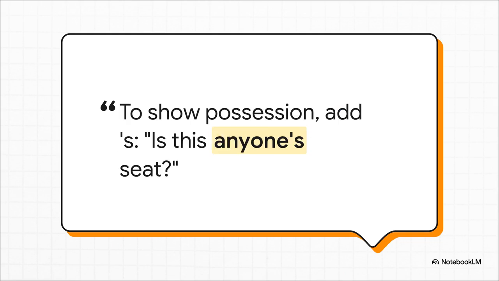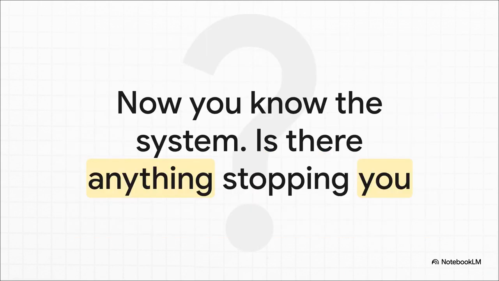And our final tip is the easiest one of all. If you want to show that something belongs to one of these indefinite people, you just add an apostrophe S. That's it, just like you would with a regular name. So you can ask, is this anyone's seat? Or say, it must be somebody's lucky day. Simple as that.